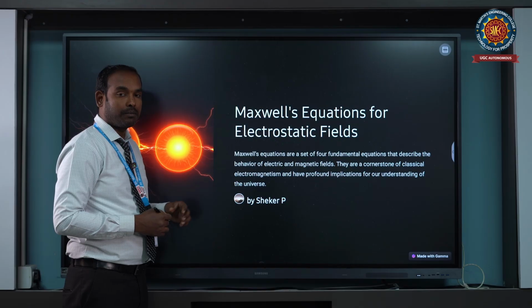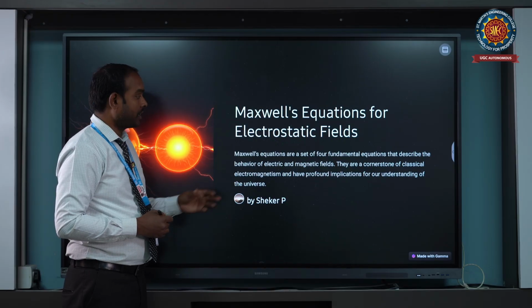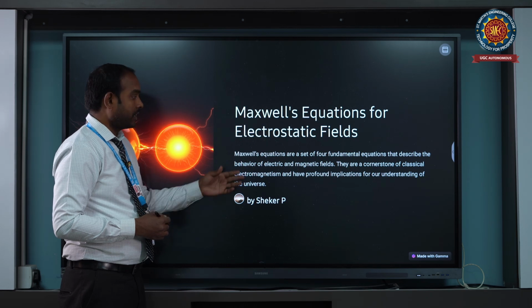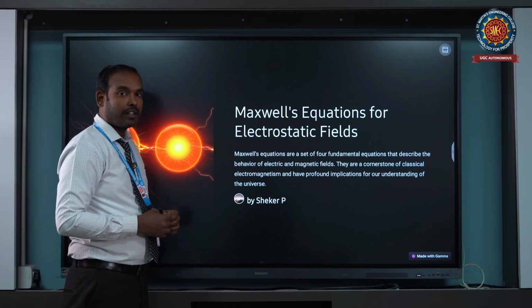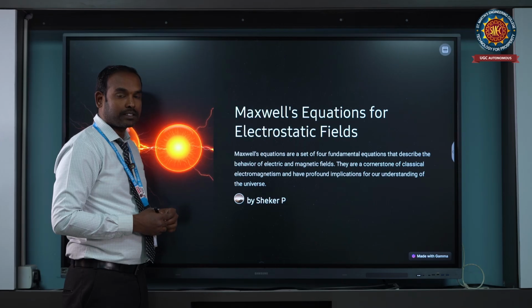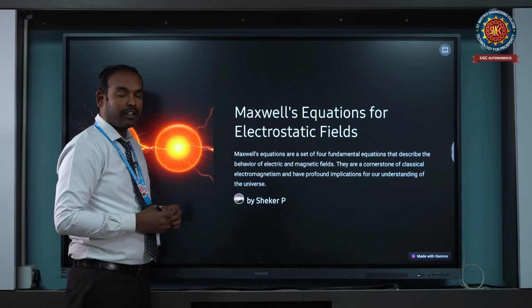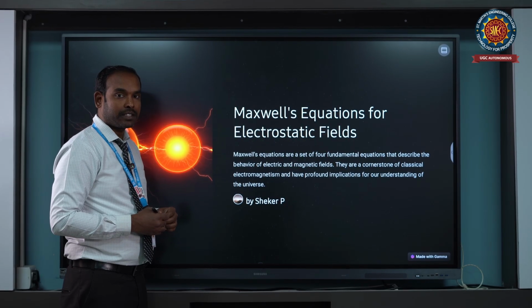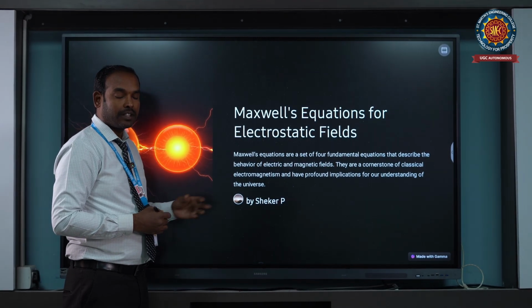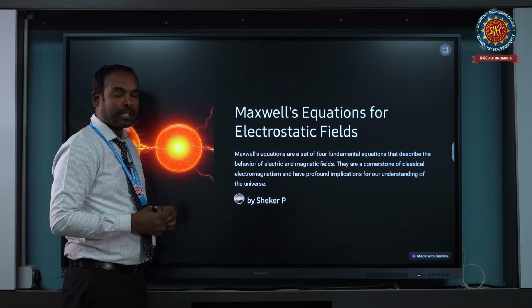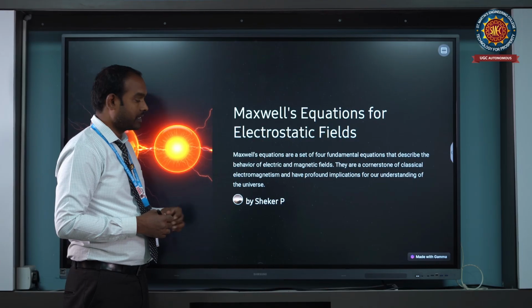Maxwell's equations are the fundamental equations that describe the behavior of electric and magnetic fields. They are the cornerstone of classical electromagnetics. Here, electromagnetics may be regarded as the study of interaction of charges at rest and in motion. It entails the analysis, design, interpretation, and application of electric and magnetic fields.